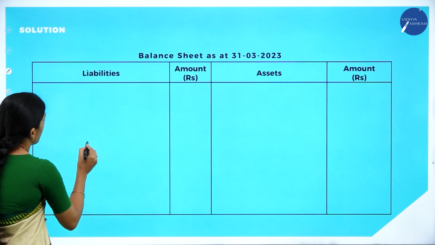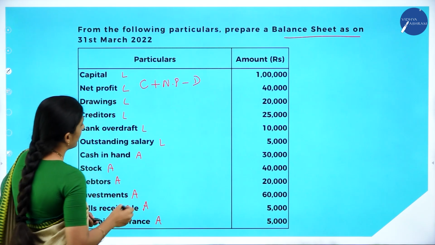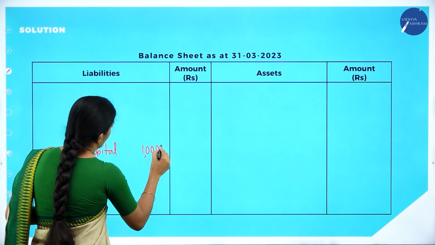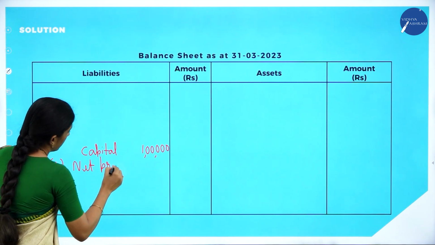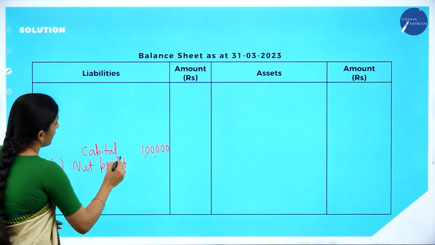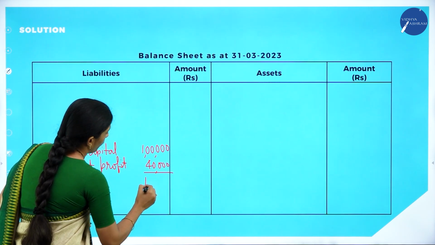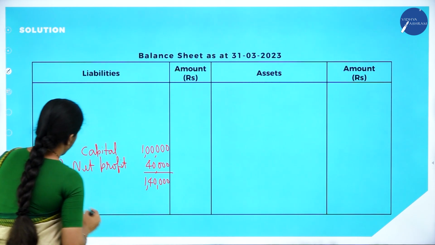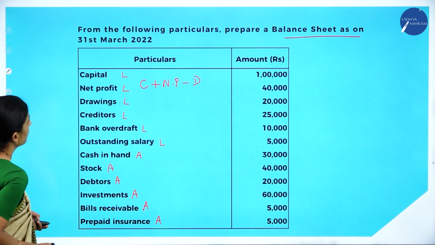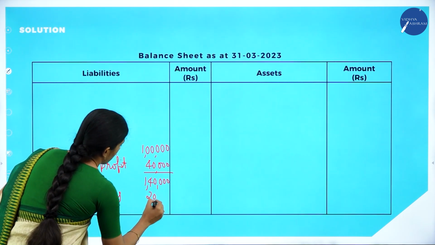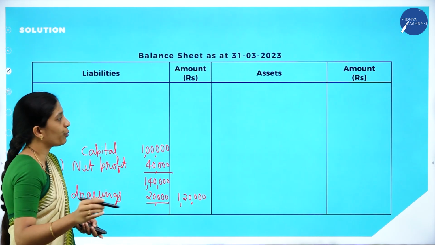So we shall start with capital. Capital is 1 lakh in the inner column, because we have net profit and drawings. Add net profit. Net profit is 40,000. So this will be 1 lakh 40,000 minus drawings. Drawings is 20,000. So outer column 1 lakh 20,000. Hope you are clear.